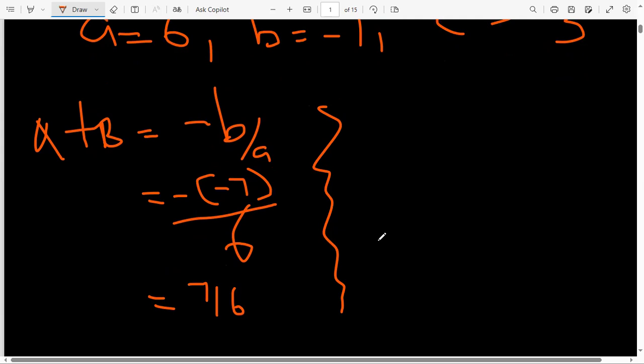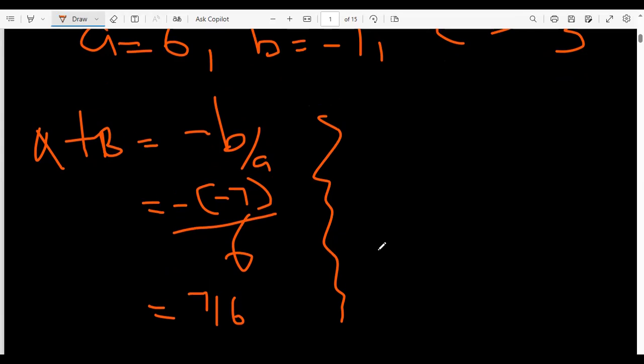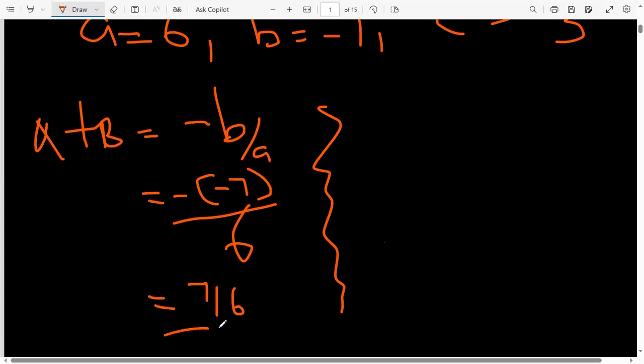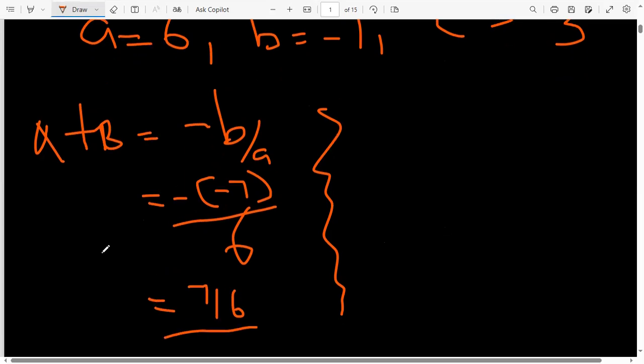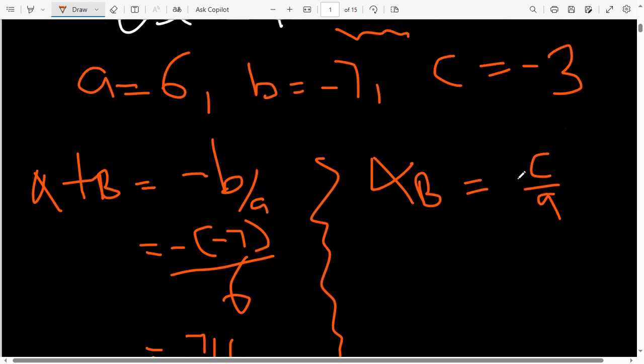Okay, so if you have a question, you can raise your hand or unmute yourself and just ask the question. So this is our alpha plus beta, 7 over 6. And then our alpha multiplied by beta will be what? C over A. So what is our value of C? It is minus 3, so we put minus 3 there, divided by the value of A, which is 6. And then we can reduce this.